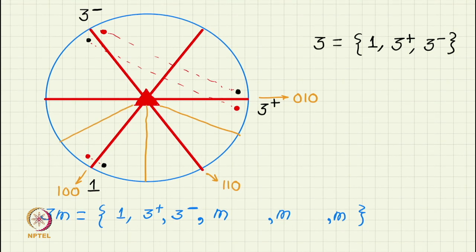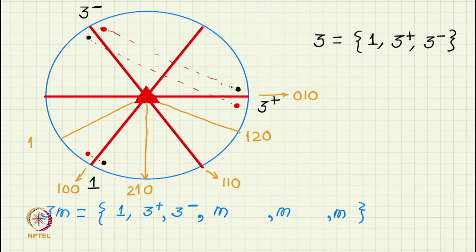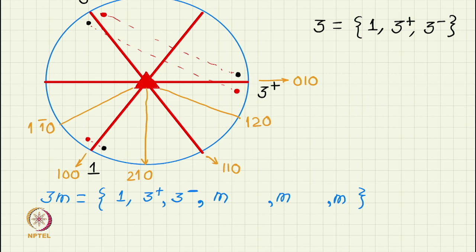I leave this as an exercise. You can see that this direction, which is normal to the horizontal mirror here, will be the sum of 1 0 0 and 0 1 0. So, we will get this direction as 2 1 0. Similarly, this direction will become 1 2 0, and this direction will be 1 bar 1 0. So, the mirrors will be designated by 1 bar 1 0, 2 1 0 and 1 2 0.